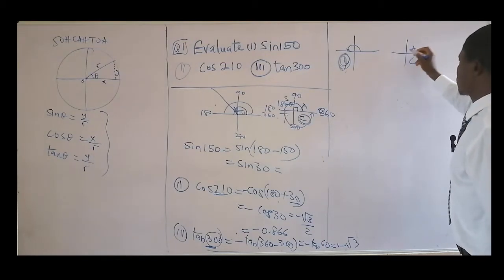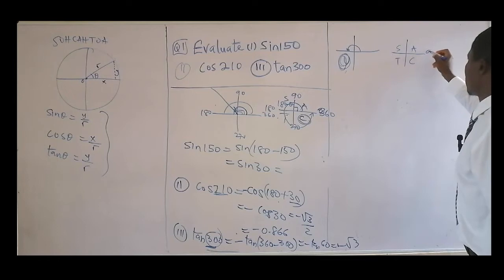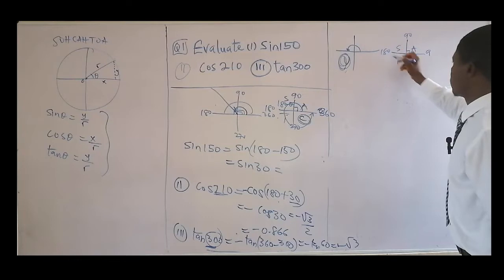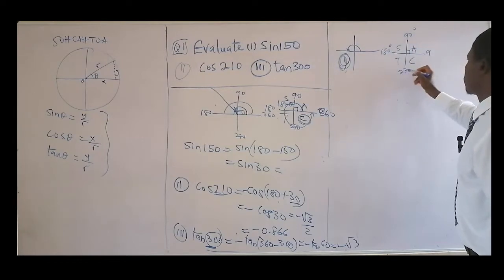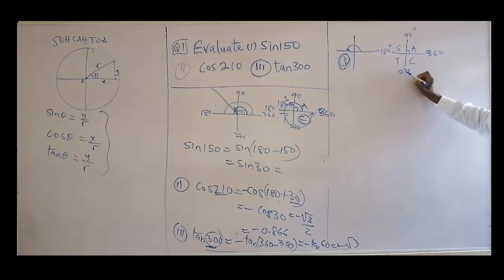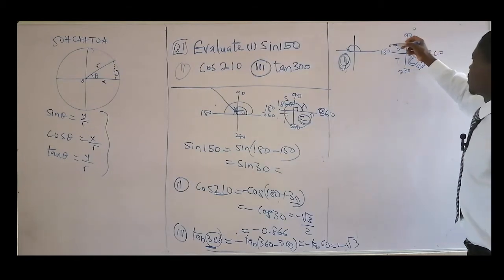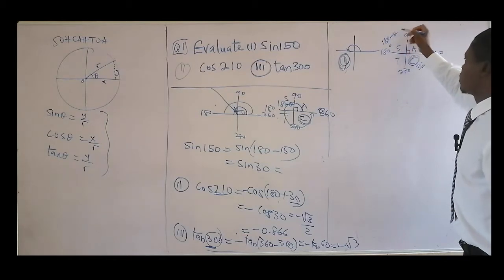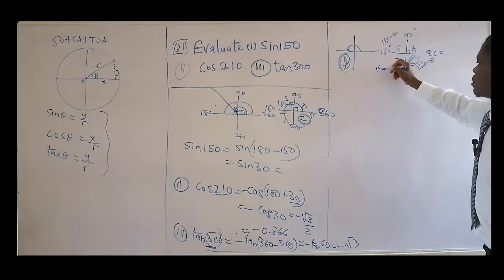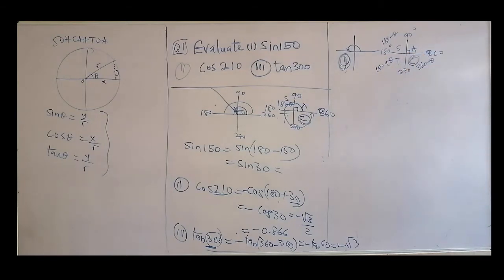Don't forget what we said. Knowing CAST is very important. Knowing this from here to here, this is 90, 180 degrees, 270, and then 360 here. Any value immediately after 270 is in the fourth quadrant, and in the fourth quadrant the formula is 360 minus theta. In the second quadrant the formula is 180 minus theta. In the third quadrant the formula is 180 plus theta.